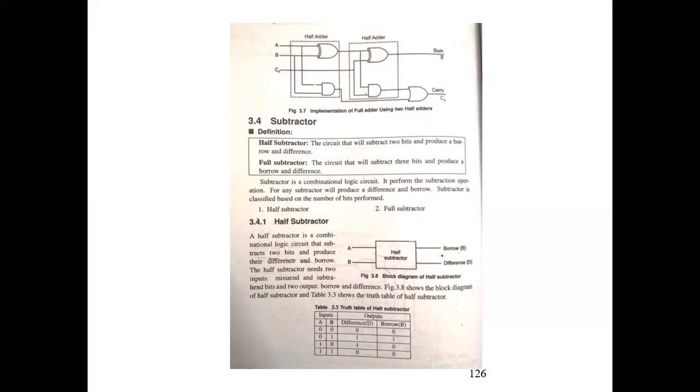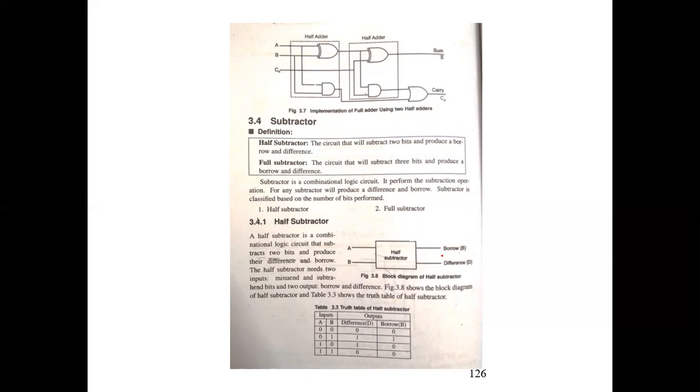Then subtractor. The half subtractor is where we are going to subtract two numbers, two digits. The circuit will subtract two bits and produce a borrow and a difference. For the full subtractor, the circuit will subtract three bits and produce a borrow and a difference.